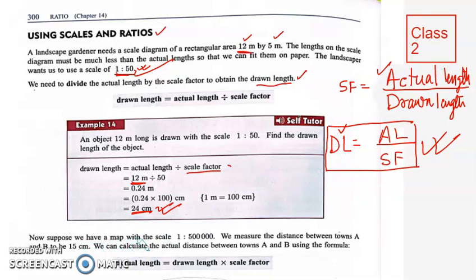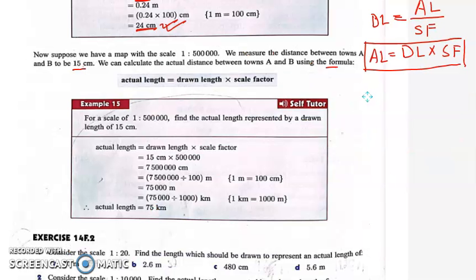Now we are supposed to have a map with the scale 1:500,000. We measure the distance between towns A and B to be 15 centimeters. We can calculate the actual distance between the towns A and B using the same formula. As you can see, in the beginning I discussed this formula. Drawn length is actual length by scale factor. So actual length would be drawn length times scale factor.